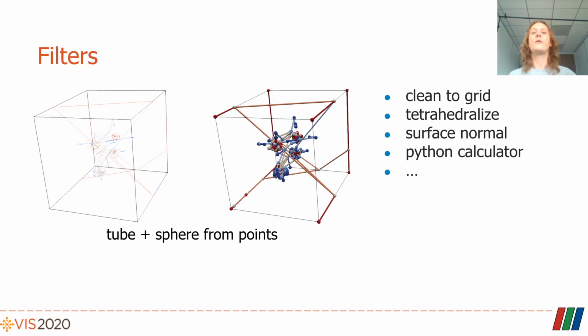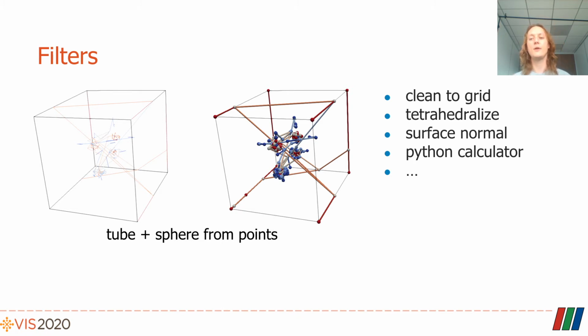Some other filters that may be useful during our exploration with TTK: the tube and the spheres, which can greatly improve the representation of a graph or trees. The clean to grids, which will merge the points which are duplicates. The tetrahedralize, that will transform your dataset into triangles and tetrahedron, which is useful for TTK. The surface normal filters, which recompute the normals after you have changed the geometry, and so it improves the light, the reflection of the light in your datasets.